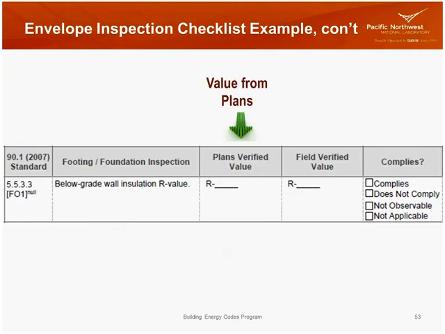The third one is for plan reviewers. They're going to go out there and verify off the plans and put that R value in there of what is being specified for this assembly.